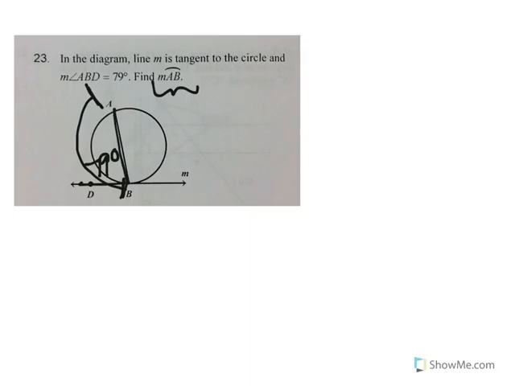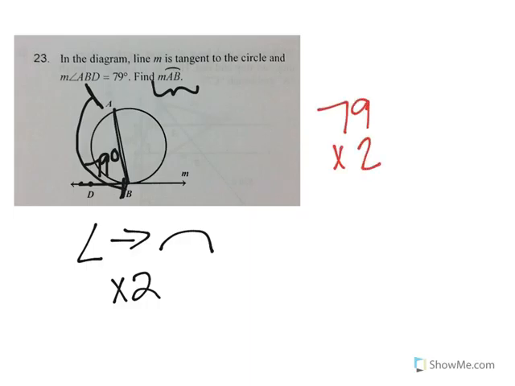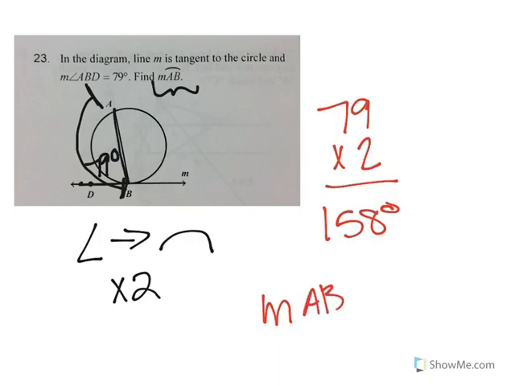Well, inscribed angles, we know that if we're going from the angle to the arc measure, we have to multiply by 2. If we went the opposite way, we would have to divide by 2. So all you do is take 79 times 2, which is 158 degrees. So the measure of arc AB is 158.